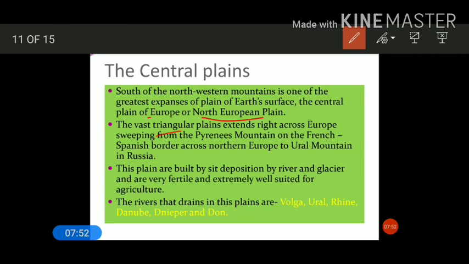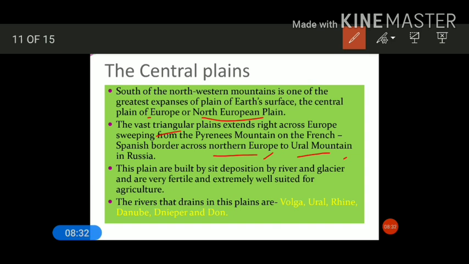It is triangular plains, extending right across Europe, sweeping from the Pyrenees mountain on the French Spanish border across North Europe to the Ural mountain. That means this is the extension. It extends from the French Spanish border entirely to the north, across north of Europe, and to the Ural mountain. So the Ural mountain is the boundary, you can say, which lies in the eastern margin of this plain.